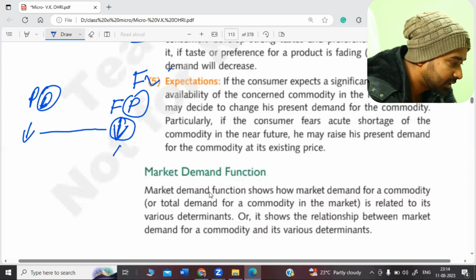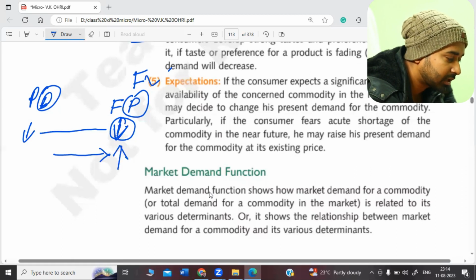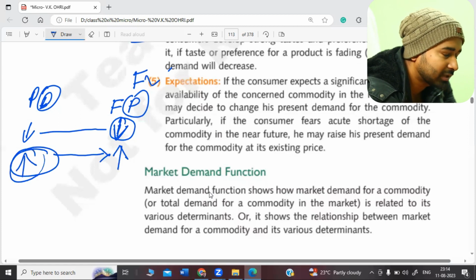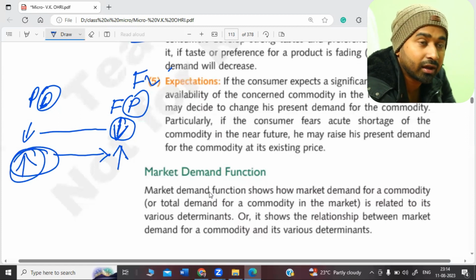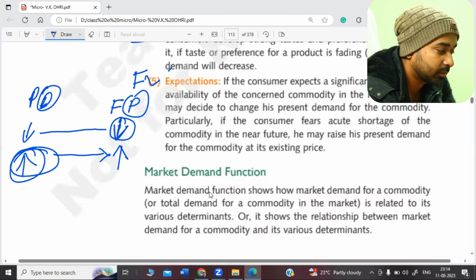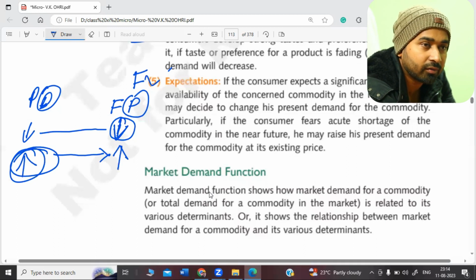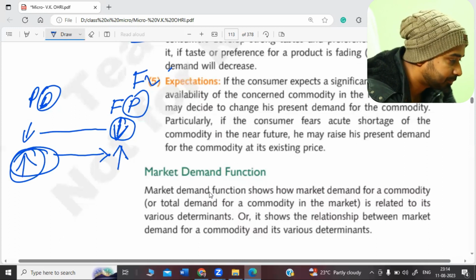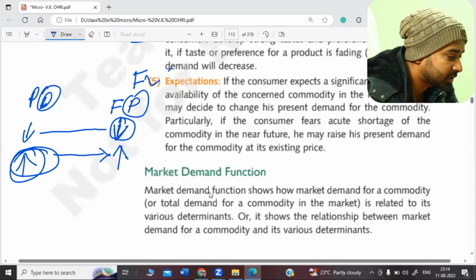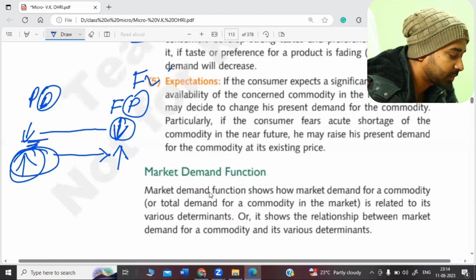Again the same thing: if you think that after one week the price of tomato will go high, now you are purchasing more. You are purchasing more because you know that in the near future the price will go high, and you are holding that. Say for example you have purchased 10 kgs of tomato and you keep it in the refrigerator, like that, right? So future expectation also has a positive relation.